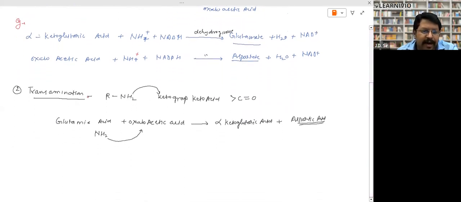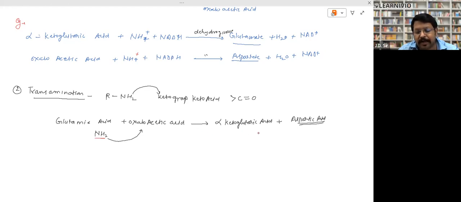The other process is called transamination, and there are only two methods of production of amino acid in the plant. In transamination, the amino group is transferred from an alkyl group to another component. Here, this is the amino group, and this is the alkyl group having the amino group. This amino group is transferred to a keto group, right? For example, glutamic acid has this amino group, and there is oxaloacetic acid, which has a keto group. So glutamic acid gives its amino group to oxaloacetic acid.